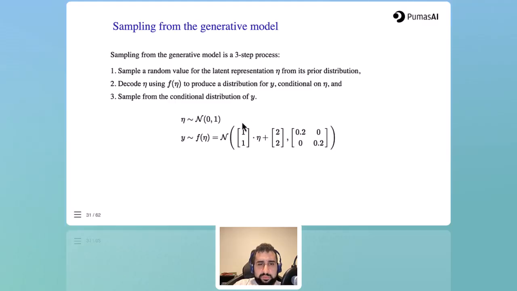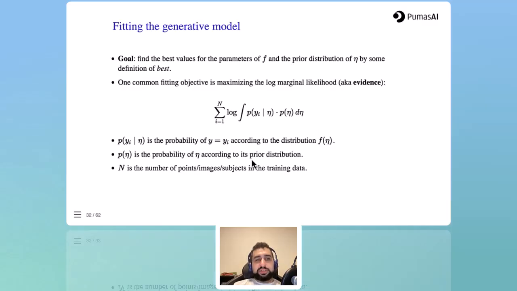So again, it's important to keep this terminology in mind. This is the conditional distribution, and then the overall distribution of all the values sampled by first sampling eta, passing it through this model, through the decoder, decoding it, and then sampling y and repeating. The overall distribution is called the marginal distribution of y. So this is how we sample from a generative model.